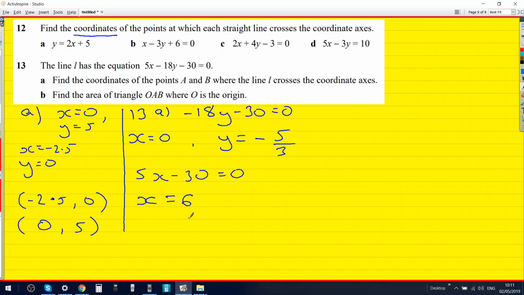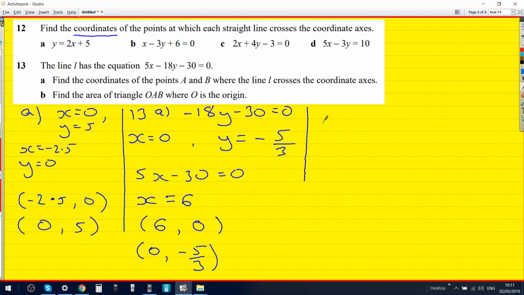And what are the two coordinates for that one? 6 and minus 5/3. No, it should be two different coordinates. Oh yeah. So we've got 6 and 0. Mm-hmm. And 0 and minus 5/3. Part B.